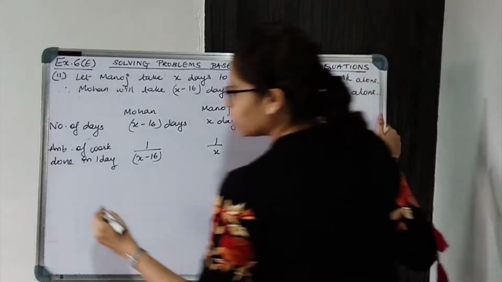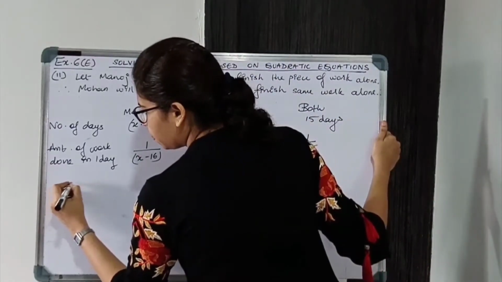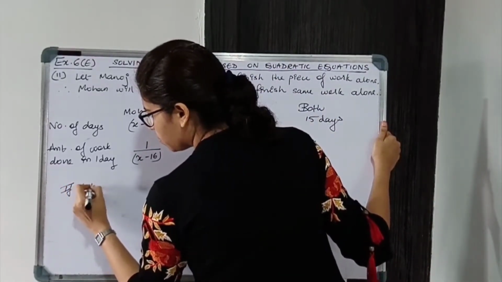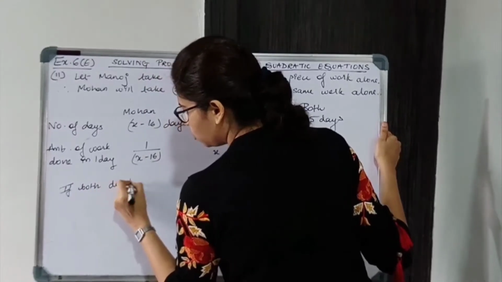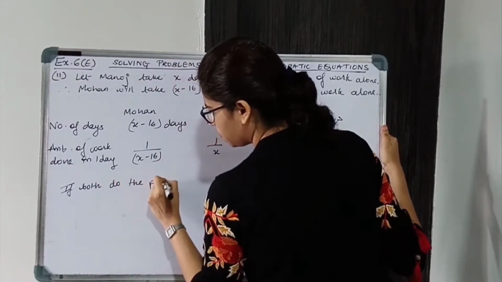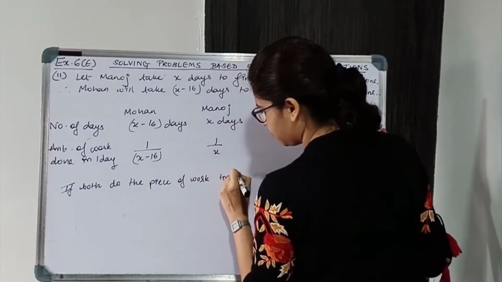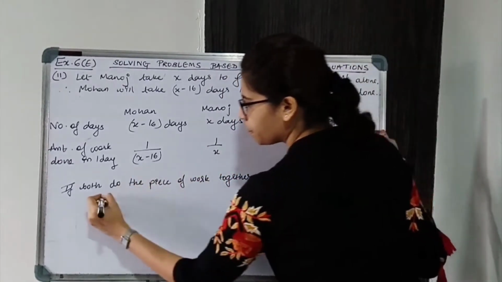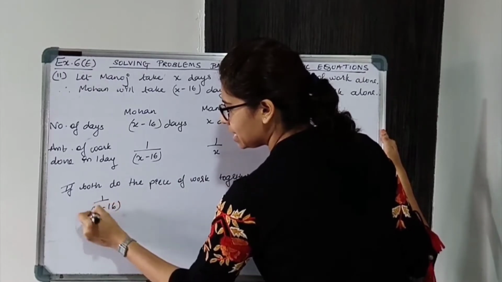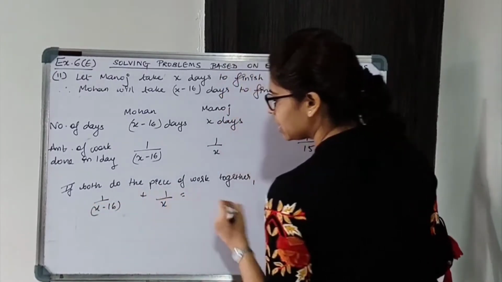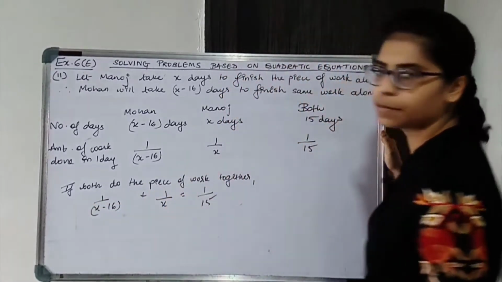So if both do the piece of work together, then 1 by x minus 16 plus 1 by x is equal to 1 by 15.